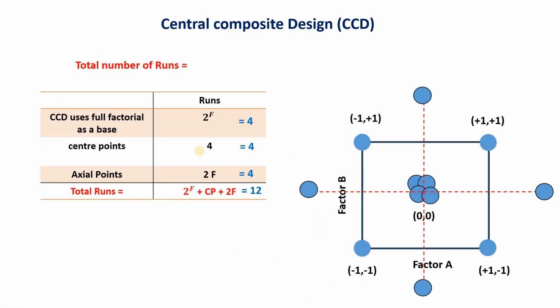We have only talked about 2 factors. If there are more factors, what will be the total number of runs? It is composed of 3 things. Full factorial, we know, is level to the power of factors, so 2 to the power of factors, and the center points, it's up to you how many you choose. For now we choose 4, so we will write 4, and axial points 2 into the factors. Here we have 2 factors, so it will be 4. So the total number of runs will be 12.